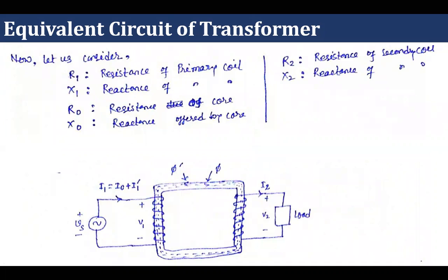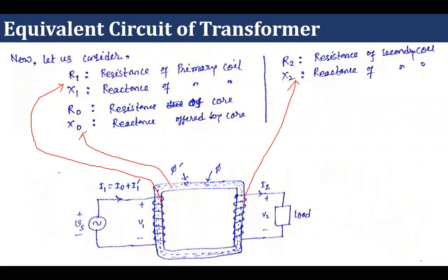Now, before making the equivalent circuit of this transformer, we are going to assume some of the components related to the coil and core of the transformer. First one, the primary coil is having resistance equal to R1 and reactance equal to X1. Secondary coil is having resistance R2 and reactance X2, and the core resistance is R0 and reactance X0.